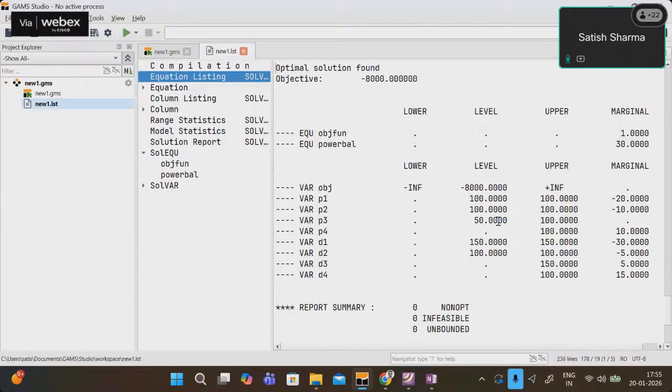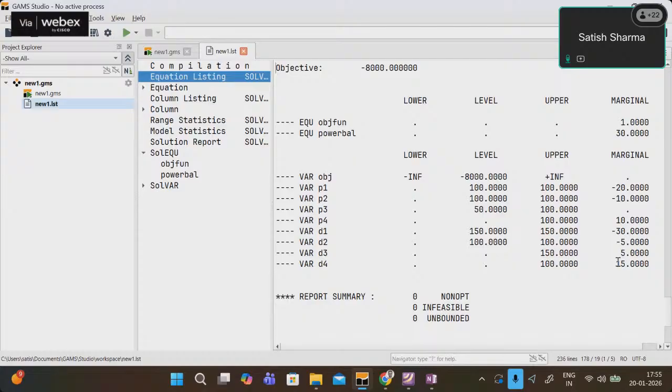So for these variables we have defined, what is their level. The objective function is 8000, and then p1, p2, p3 and p4 are 0, d1 and d2 are given, d3 and d4 are 0. These are the lower and upper limits which we have mentioned, and these are some marginal values. So from the demand point of view, the higher the marginal value, it means the cheaper is the generator. Okay, so this is what we have defined.